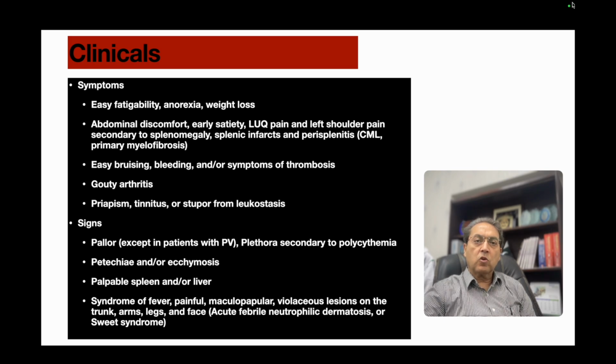There is a syndrome of fever, painful maculopapular violaceous lesions on the trunk, arms, legs and face. This is called acute neutrophilic dermatosis or Sweet syndrome. So Sweet syndrome may present as fever and maculopapular rash. There may be pain. So this may be present in some of the patients.